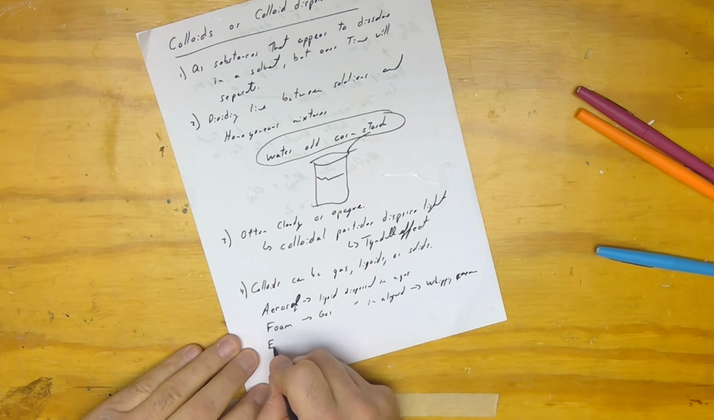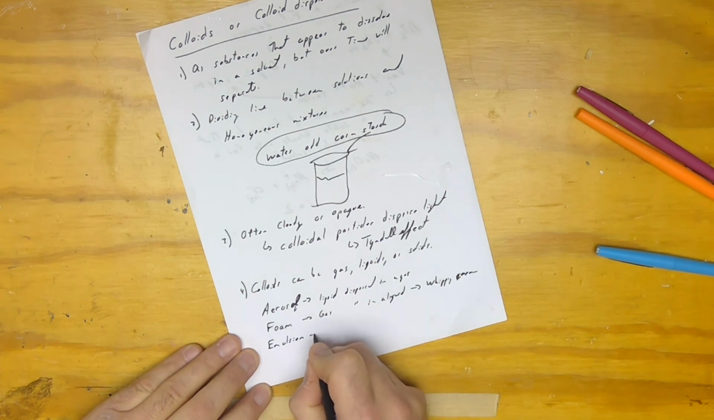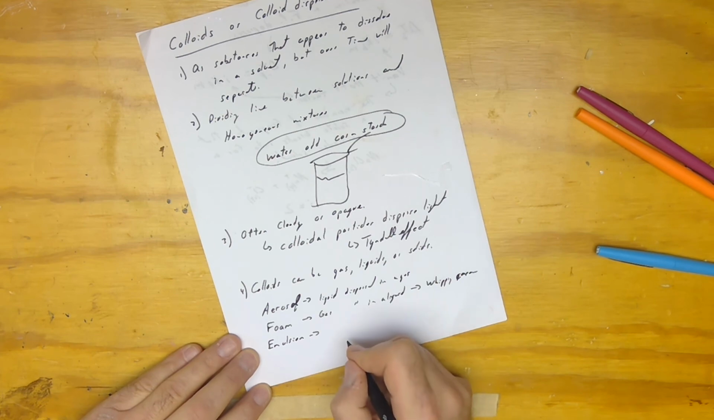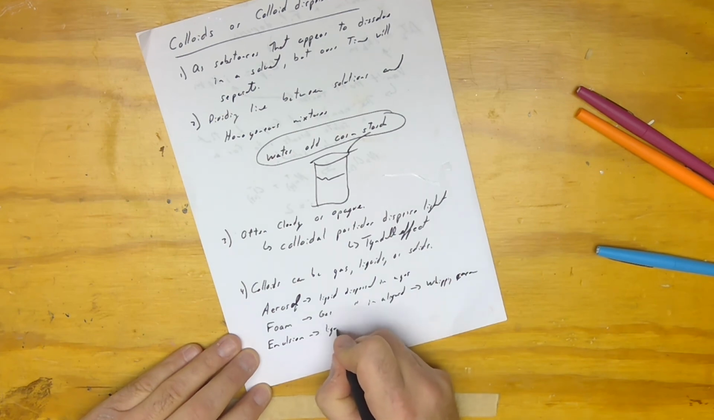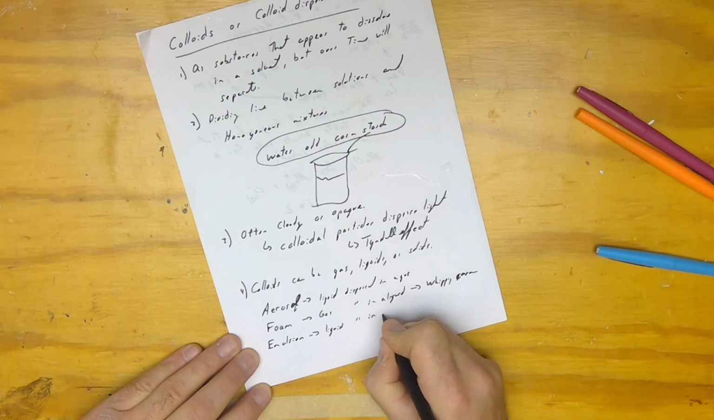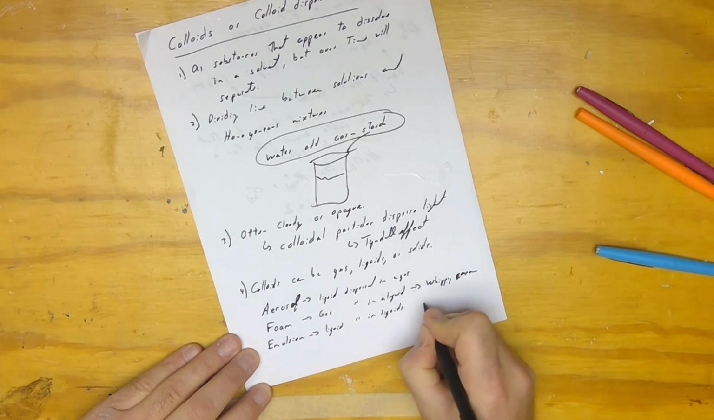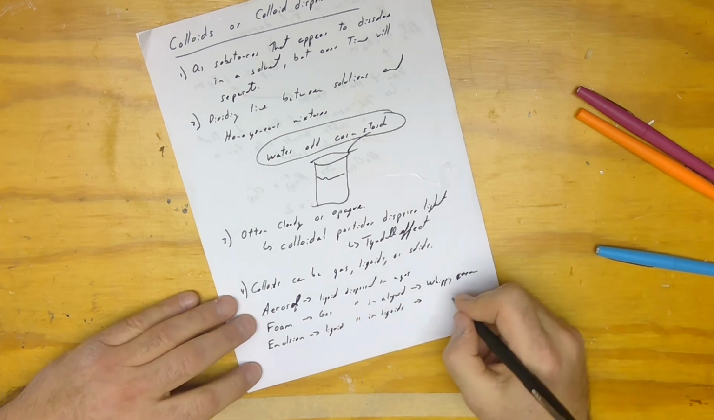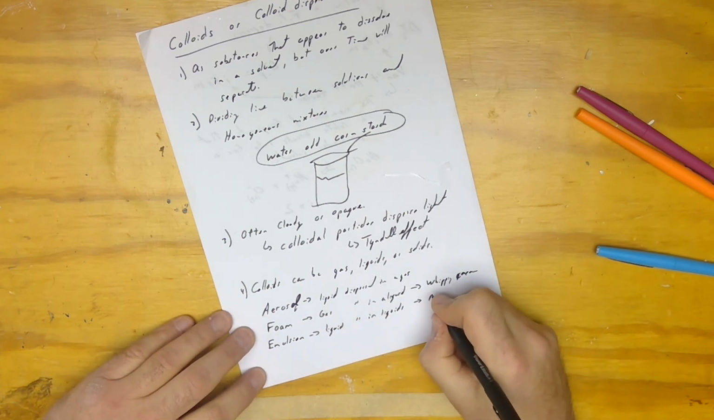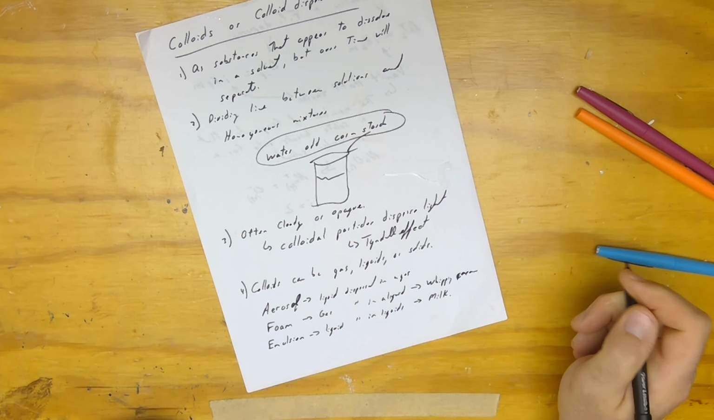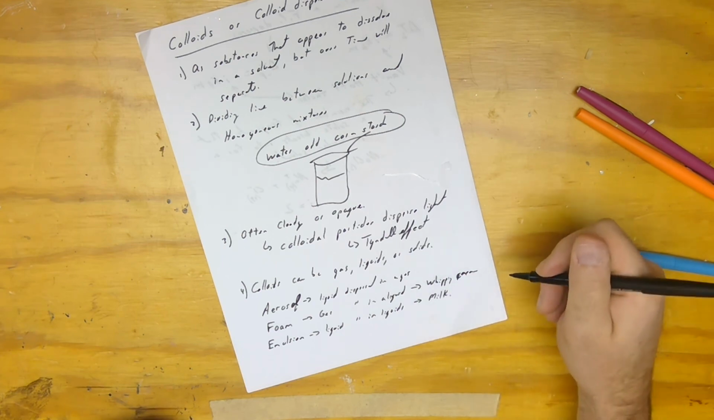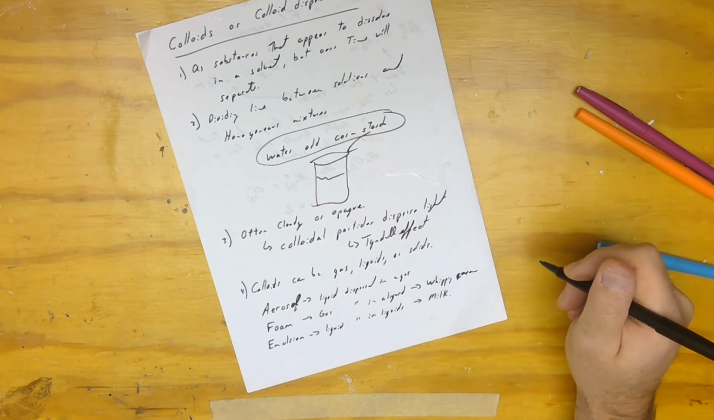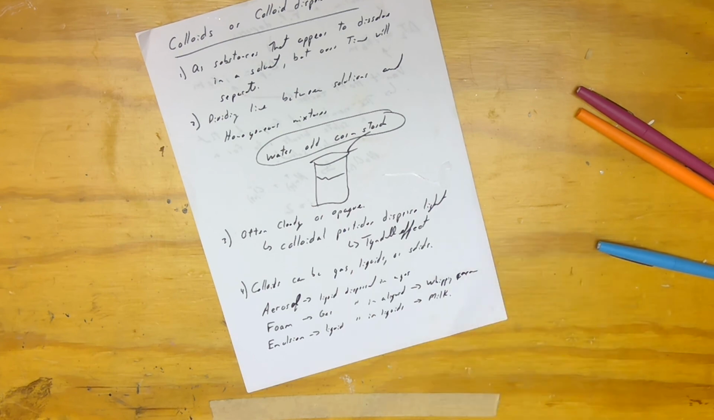Emulsions. This is when liquids are dispersed in liquids. An example of an emulsion would be milk. Milk is actually a colloid. It's a suspension.